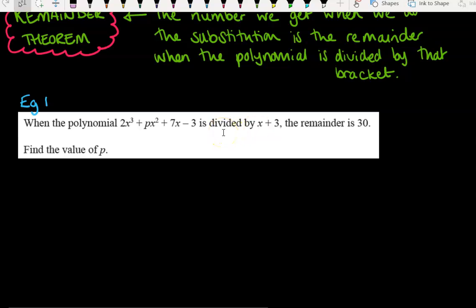Now that is a word that sometimes throws students off when they think that they need to actually do the division here. But the clue here is we're told the remainder is 30. So when you see that word remainder, you're thinking remainder theorem. It saves you doing the hard work of actually working through the division. Now there's a bit missing in the polynomial. We've got p here. We need to find the value of p if we know that this is true.